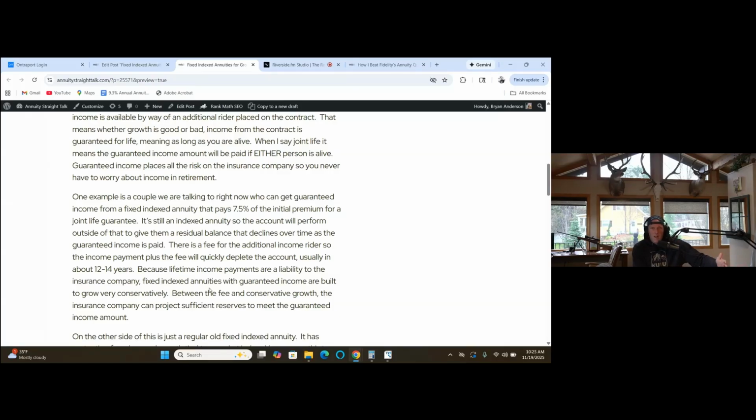A lot of people ask, what about long-term care? What about this and that? So yeah, it's not the best case scenario, but there are waivers available for things like that.